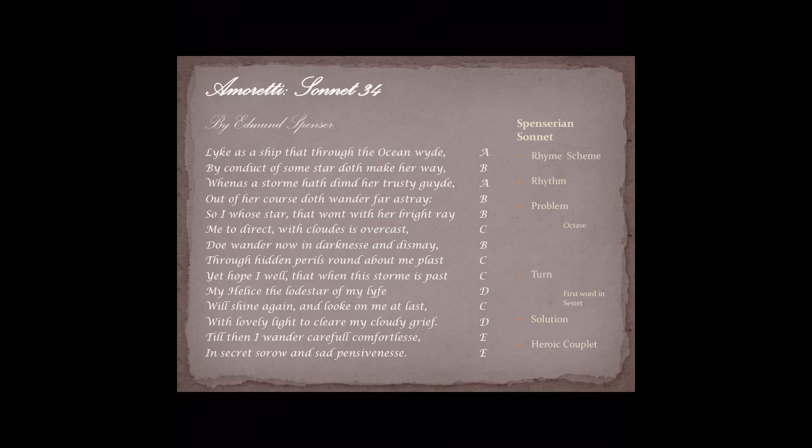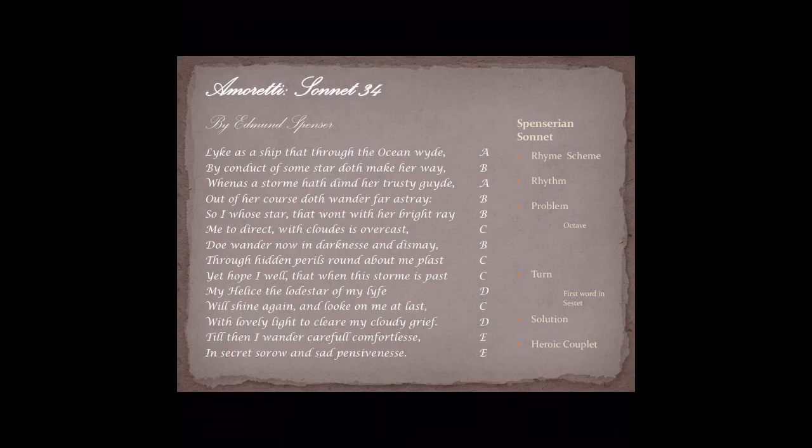So the heroic couplet captures that dissatisfaction that he still has, but he has the hope of having her, which he eventually does get to have. So it has a happy ending. The next sonnet series that we are going to look at does not have as happy an ending.